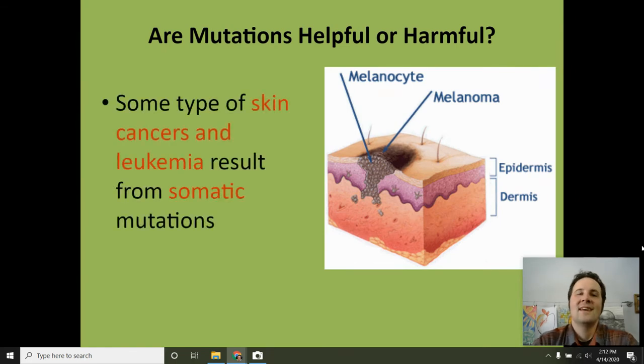So, are mutations helpful or harmful? Well, as I said previously, most mutations are neutral. They have absolutely no effect at all. But if a mutation is going to occur that has an effect, it's most likely going to be a negative, detrimental effect. In fact, more often than not, if you get a mutation, it could cause cancer.